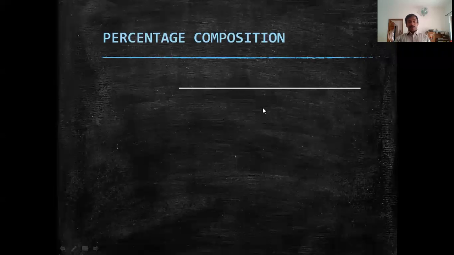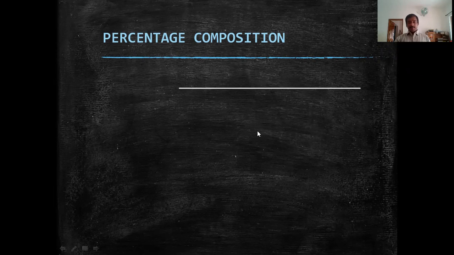Today our topic is percentage composition, empirical formula and molecular formula. Percentage composition. What is percentage composition? It is the percentage of different elements present in a compound. That is percentage composition.